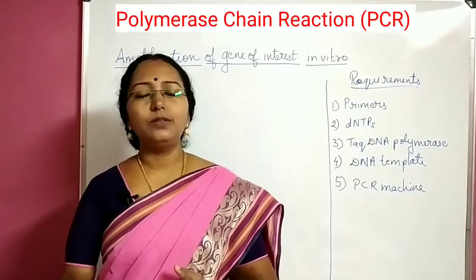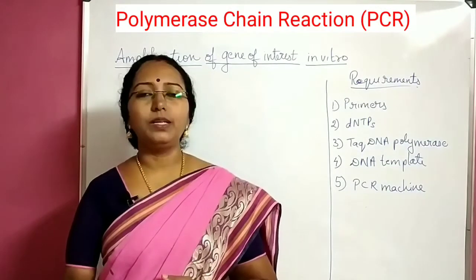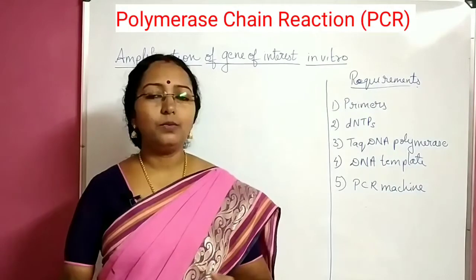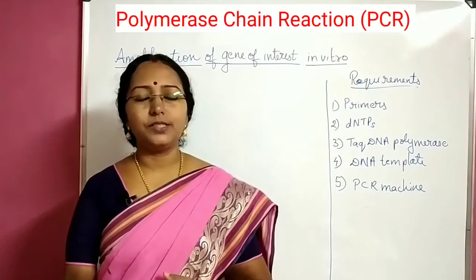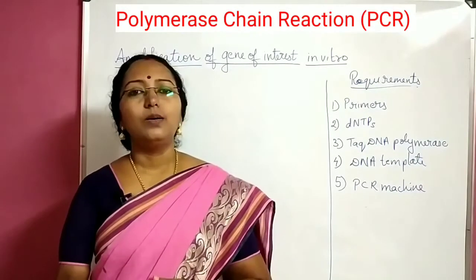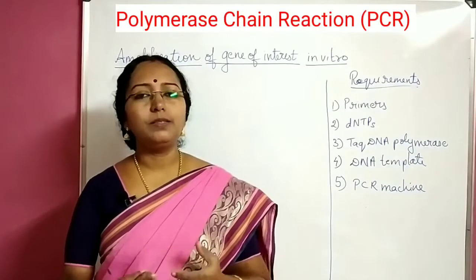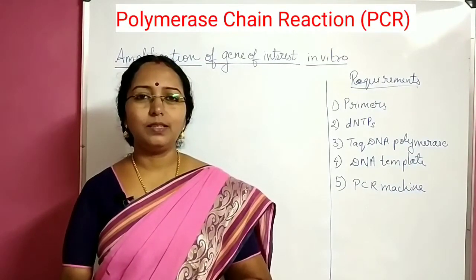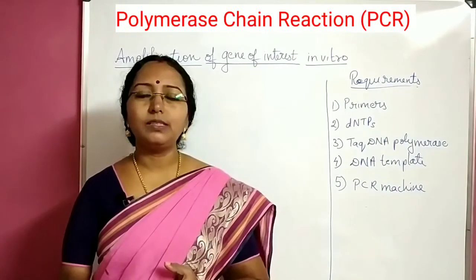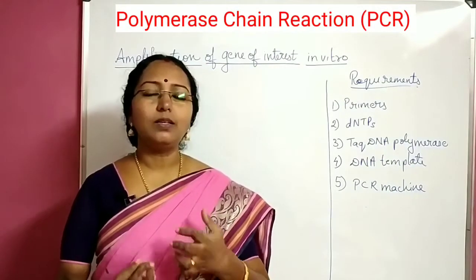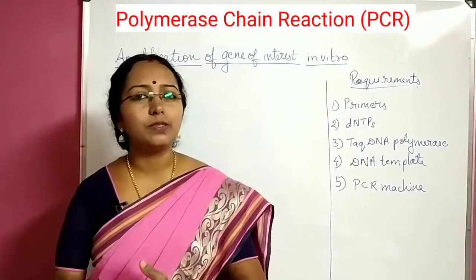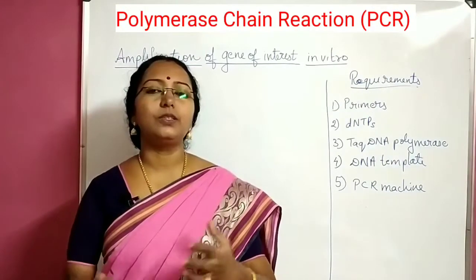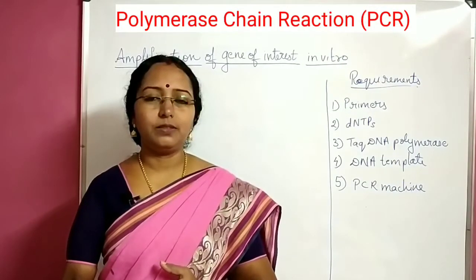In the previous videos, we were learning about how we can introduce our gene of interest without a vector. In today's session, I'll tell you how we can make multiple copies of our gene of interest without a vector. Okay, so there is no need of cloning vectors for cloning. Without a cloning vector, how can we do this process of cloning? Or in other words, I can use amplification of our gene of interest.